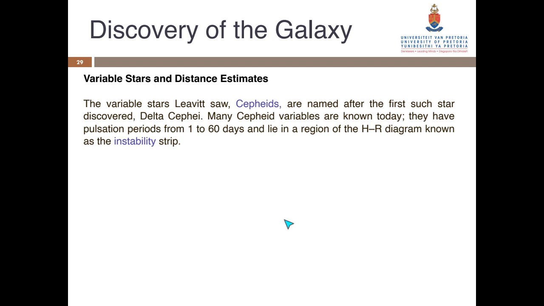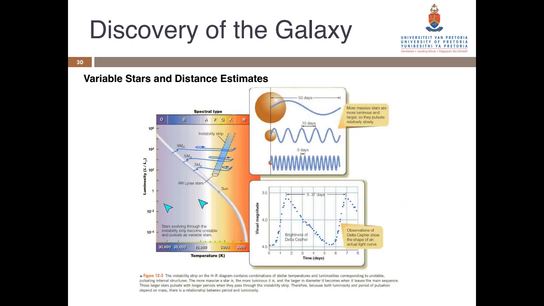The variable stars Leavitt saw, called Cepheids, are named after the first such star discovered in Delta Cephei. Many Cepheid variables are known today. They have pulsation periods from 1 to 60 days and lie in a region in the HR diagram known as the instability strip. So in the HR diagram, this is the instability strip.